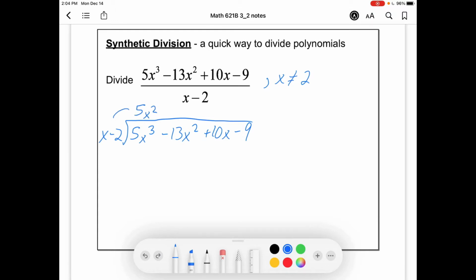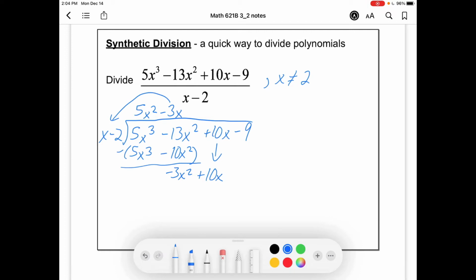Multiply it all back down, and I'll get 5x cubed minus 10x squared, and subtract the whole thing. And you can see that there are already things that might go wrong because we might make a silly little mistake. So if I subtract carefully, I'm going to get negative 3x squared. I bring a term down, and I get 10x. I just repeat the whole process, so negative 3x squared divided by x gives me negative 3x.